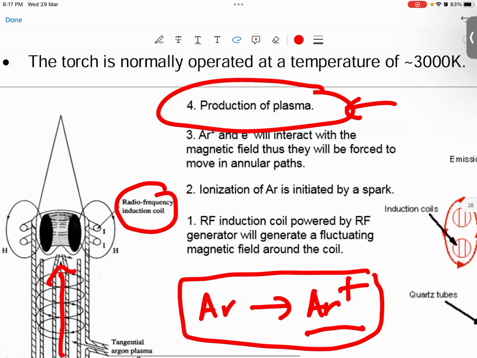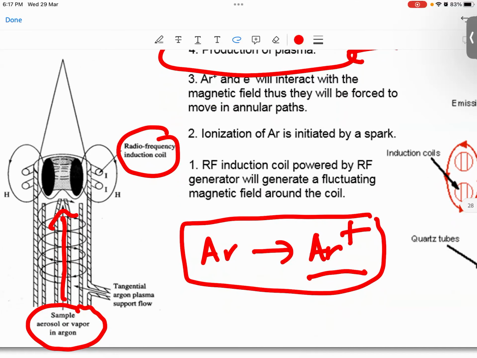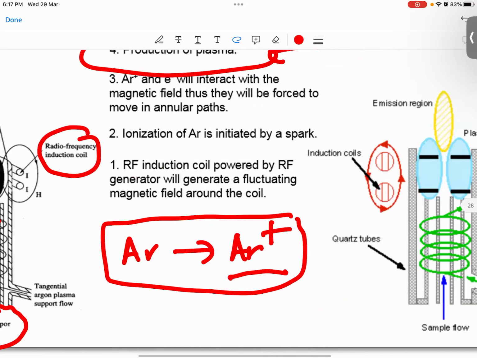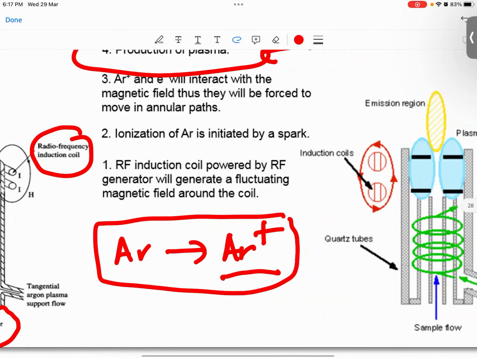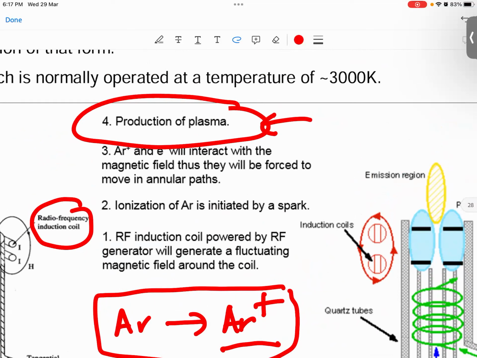This is what we call the torch. You can see the argon gas, and then a combination of radio frequency and what we call a magnetic field.